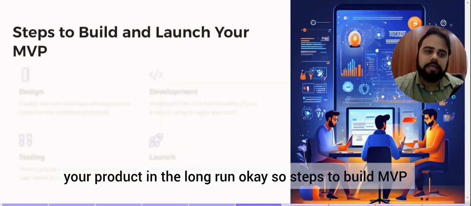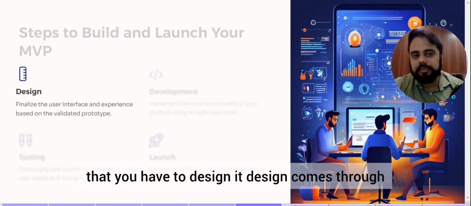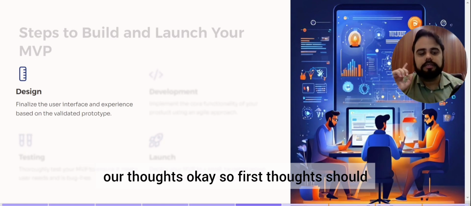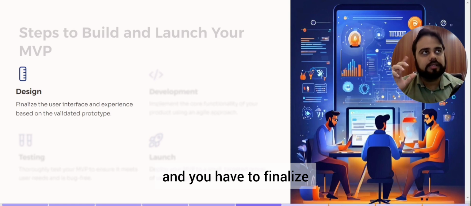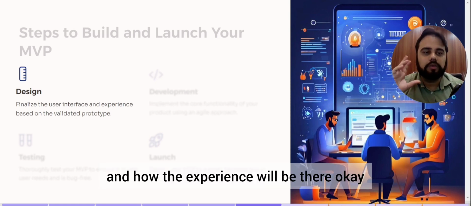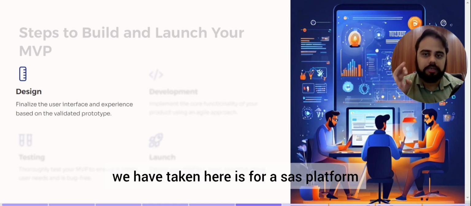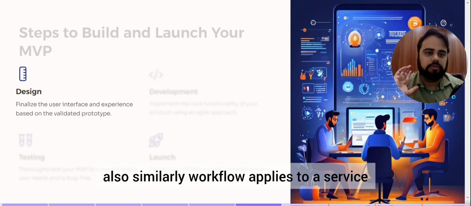Okay, so steps to build your MVP and launch your MVP, how you have to do. So first thing is that you have to design it. Design comes through our thoughts. So first, thoughts should be there about doing something, and you have to finalize how the user interface will look like and how the experience will be there. If it is a software platform, this example we have taken here is for a SaaS platform, but the same thing applies to a physical product also.